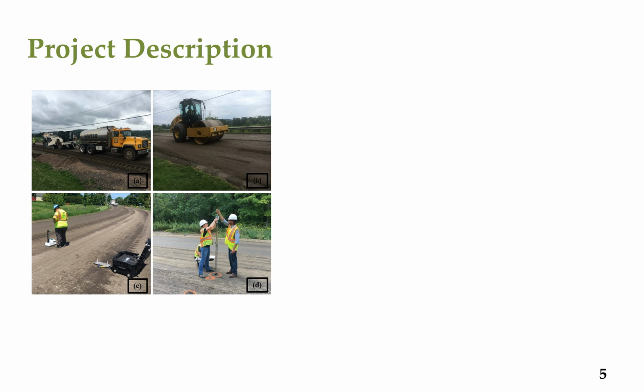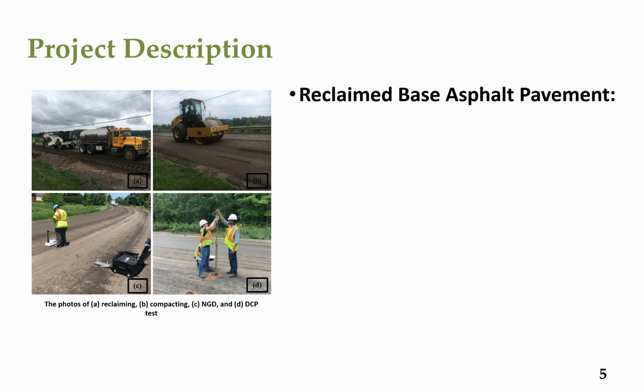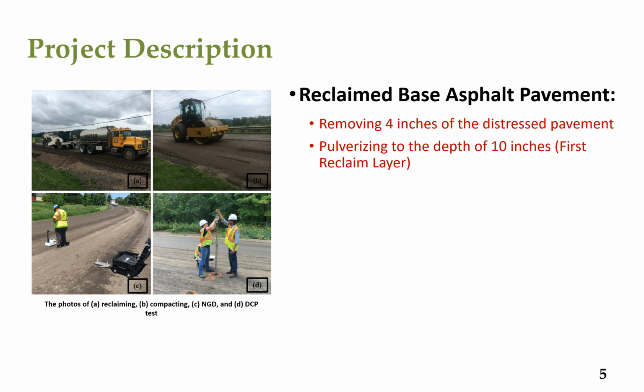So now we want to go to the slide where we talk about the project details. Initially, 4 inches of the distressed pavement was removed, and the remaining pavement was pulverized to the depth of 10 inches. This was considered as the first reclaim phase, and the road was compacted using the IC roller after laying down the first reclaim layer.